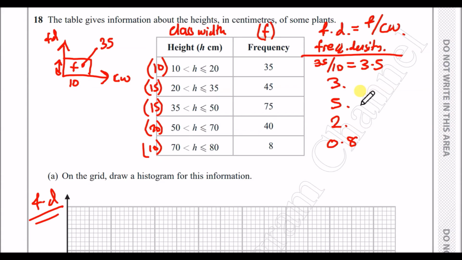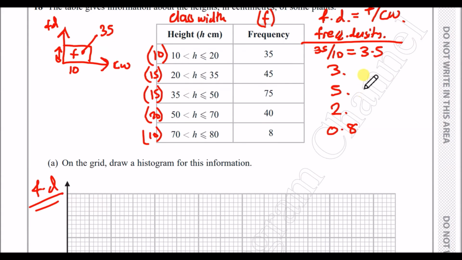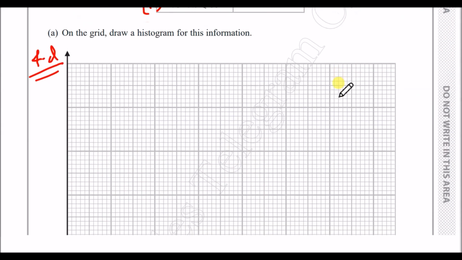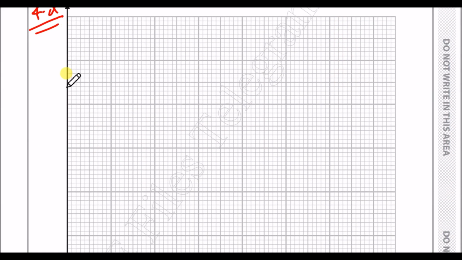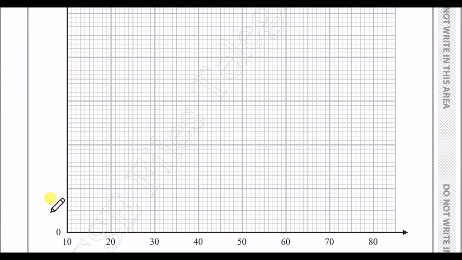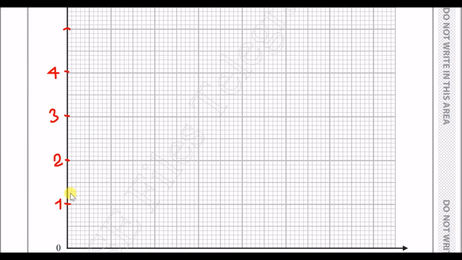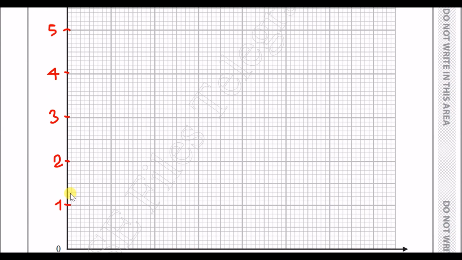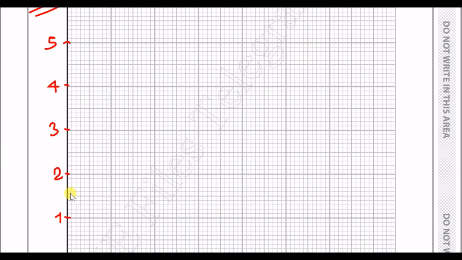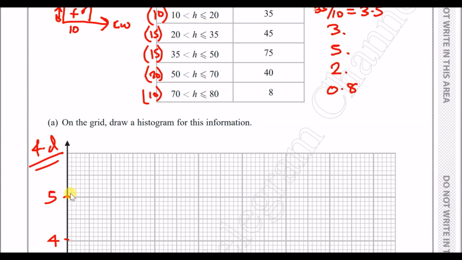Now, to put this into perspective, the maximum frequency density will be 5. So on the y-axis, it's going to go up to 5, but we need to balance it properly. So let's do the counting. I think every major line is 1. So this was 1, and this was 2, 3, 4, and then just scroll up a bit, 5. Perfect, and it fits nicely. Now the class widths. Now we just got to shade them in.